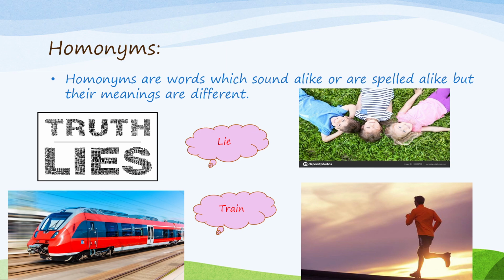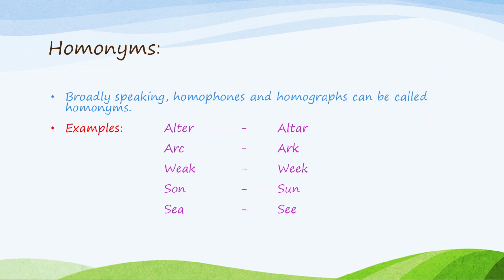As you can see, the children are lying down on the ground. They lie on the ground. Next word is train. Train is a mode of transport. But in other sense, when you say to train yourself, that means to teach someone to do a particular job, or it could be used for mental or physical exercise.